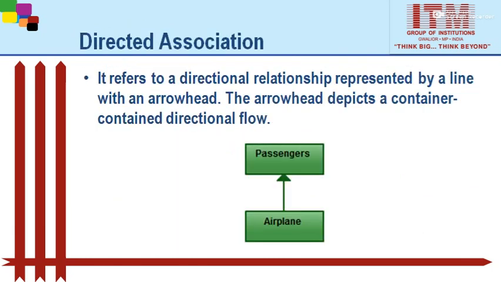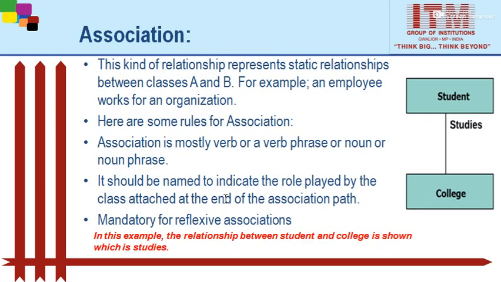Now, the next type of relationship is called directed association. Basically, association has two types, directed and reflexive association. As you can see here, some rules for association are also mentioned. Association is mostly a verb, verb phrase or noun phrase, and it should be named to indicate the role played by the class attached at the end of the association path, which is mandatory for reflexive associations.